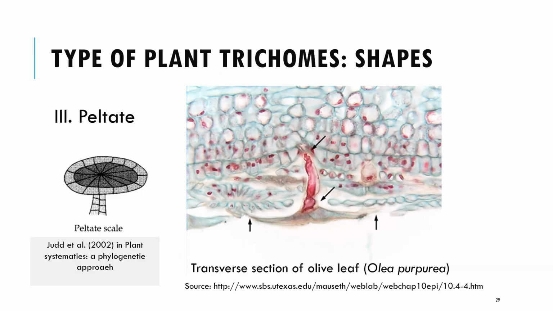This is peltate trichome. I will show you a transverse section of peltate trichome of olive leaf. You can see this trichome has a stalk here and a flat disc shape on top.